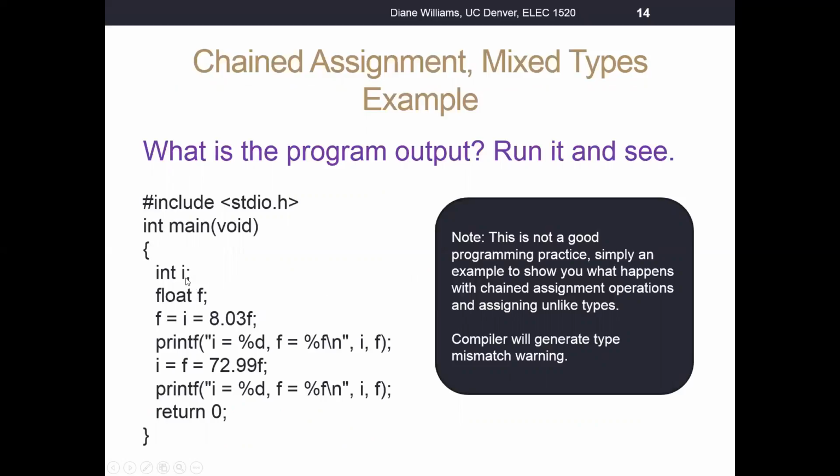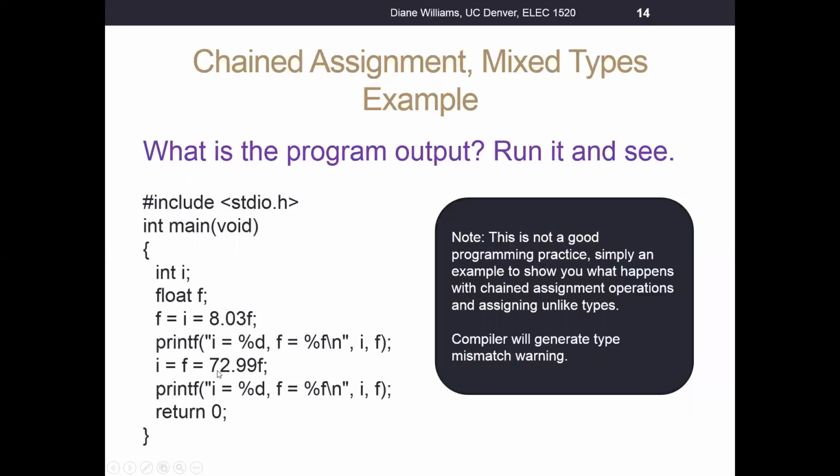Let's take a look. I is an int, f is a float. So here's this constant, 8.03. It's a floating point constant. Because we're assigning it to the integer, it's going to be truncated to 8. So this expression will evaluate to an 8, and then we'll see an 8 assigned to f. So when you run this program, you will see 8 and 8 appear on the screen.